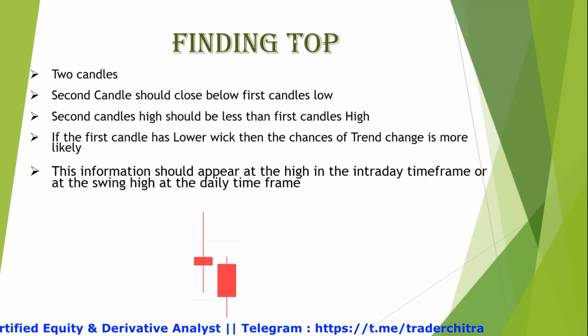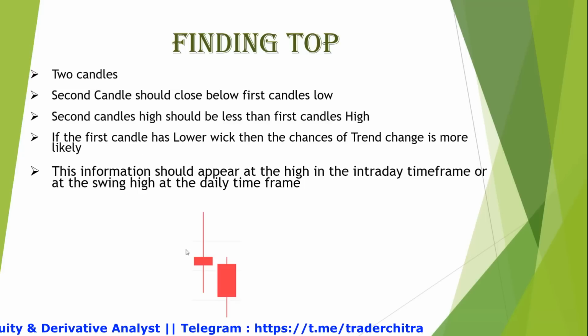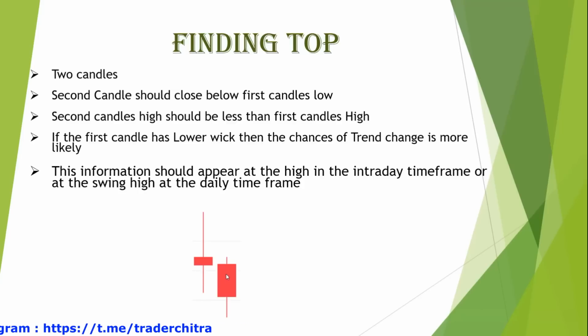How to find the top of the trend? There should be two candles. This is the first candle and this is the second candle. This pattern should appear at the resistance level, that is, at the top of the trend. The second candle should close below the first candle's low. So this is the first candle's low.